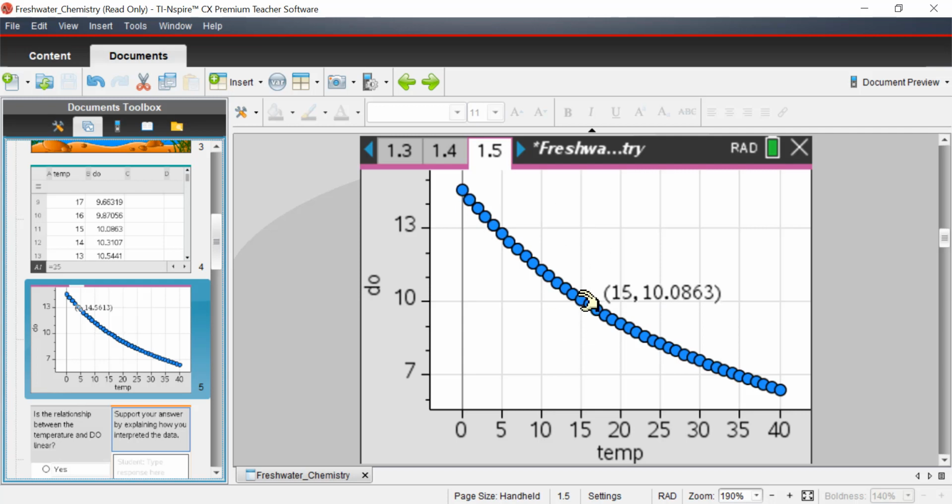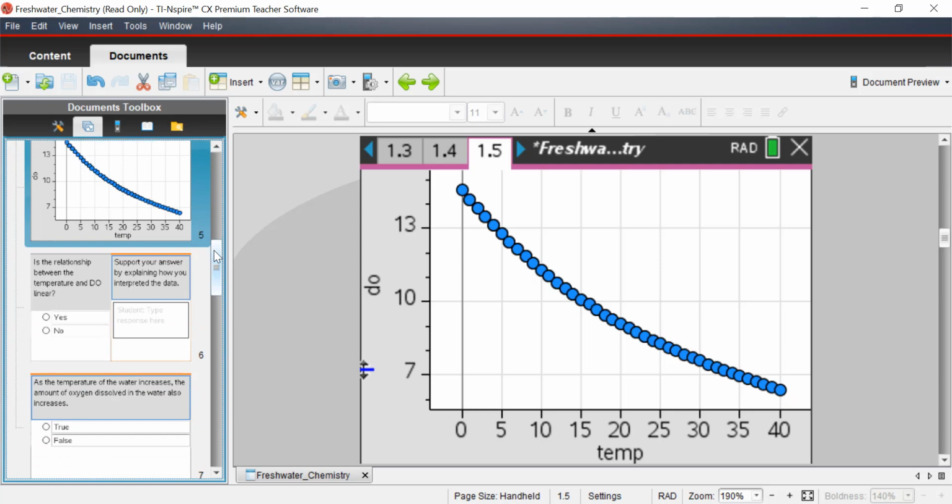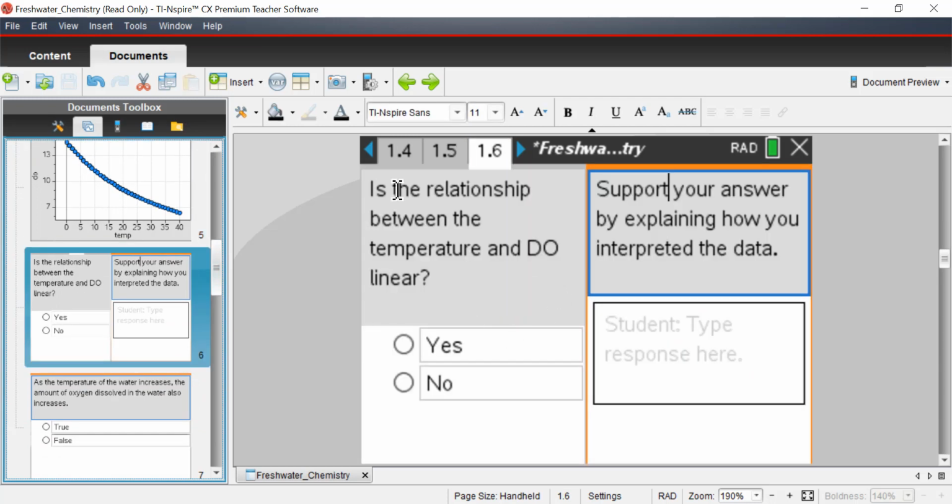So in a 15-degree change, we went from 14.56 to 10.09. And so if we go to 20, we're under 10 now. 25, 8. And so you get the idea here, right? So at 40, we're down to 6.39 parts per million. So we went from 14.5 roughly down to 6.3. That's a big shift. That's a big drop. All right, so let's see what these questions are asking us.